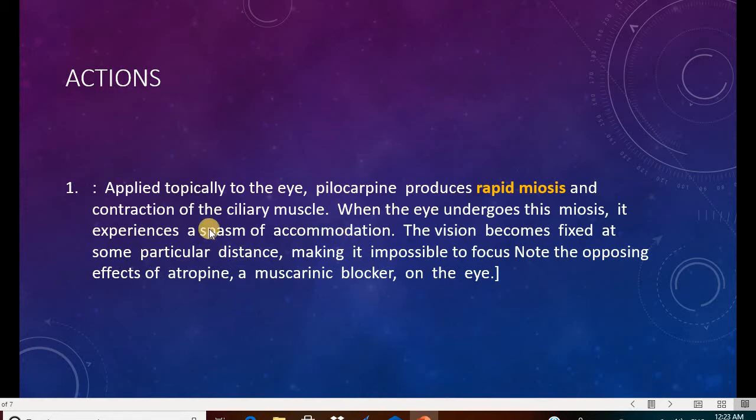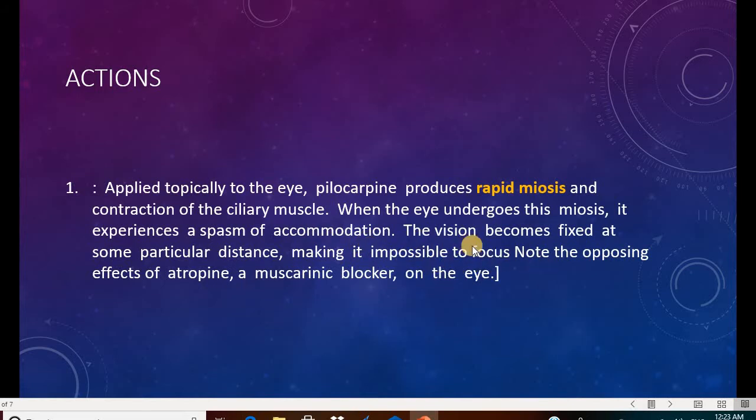Spasm of accommodation means you cannot accommodate enough light to capture far subjects. When the person is suffering from the spasm of accommodation, they cannot see clearly the subjects present at a certain distance. You can only see at a fixed point, at a particular distance, but you cannot focus on far subjects. So the vision becomes fixed at some particular distance. That means there is a spasm of accommodation. You cannot see far objects because of the contraction of the ciliary muscles, making it impossible to focus.